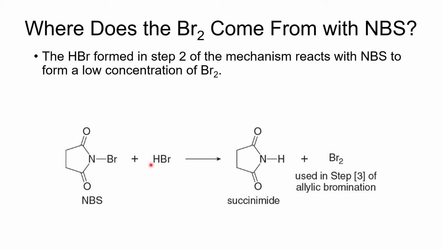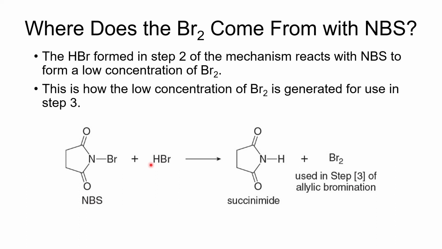Because the HBr is in such a low concentration, this reaction happens relatively slowly. But we will get this reaction to occur, and we will get that small amount of Br2. And that's how we get our low concentration of Br2. You may be thinking, well, why not just use a high concentration of Br2? I think you may already know the answer to that.